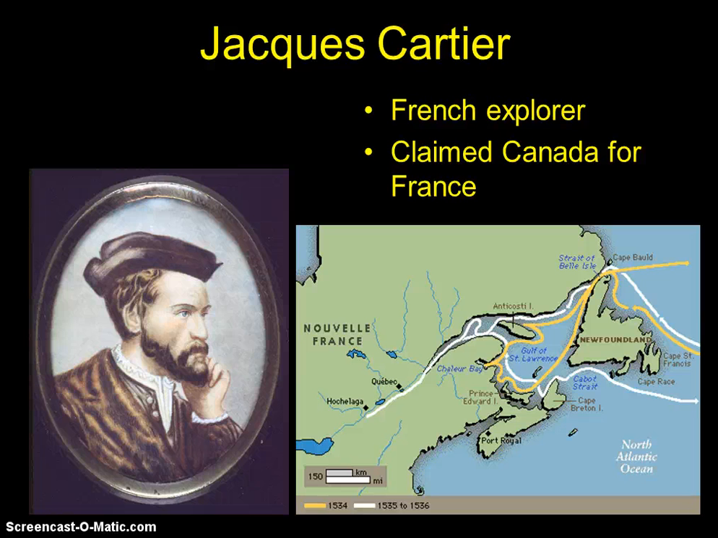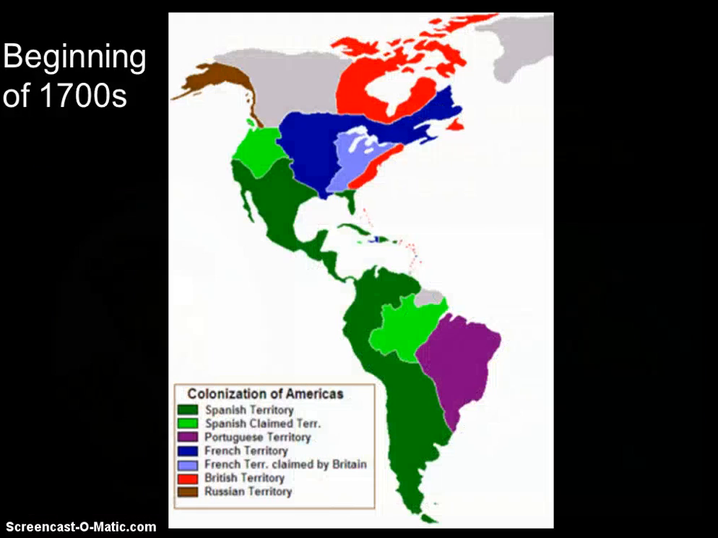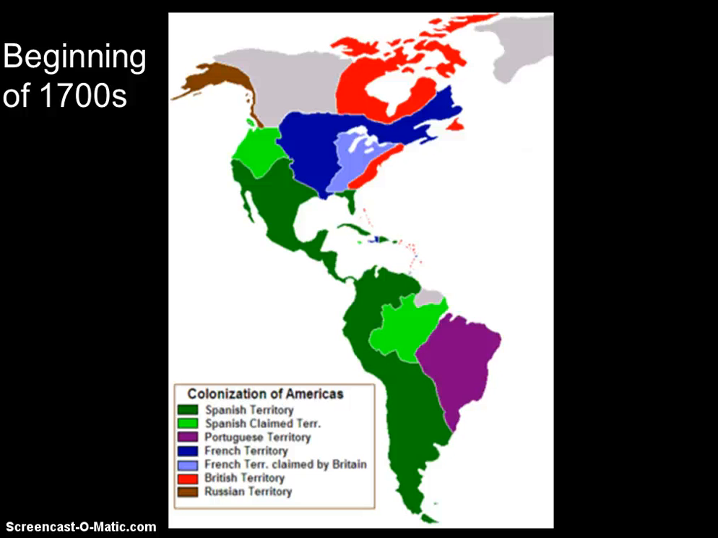Jacques Cartier explored the St. Lawrence Seaway and got all the way into Quebec, and he claimed Canada for France. So by the beginning of the 1700s, really the end of the 1600s, you can see that Europeans had really carved up Latin America for themselves. You have what is now today Brazil, dominated by the Portuguese. You had the Spanish claiming large swaths of territory on the western portions of South America, Central America, and North America. The Russians even claimed territory over here, what is Alaska, and now the coast of northern Canada, British Columbia.